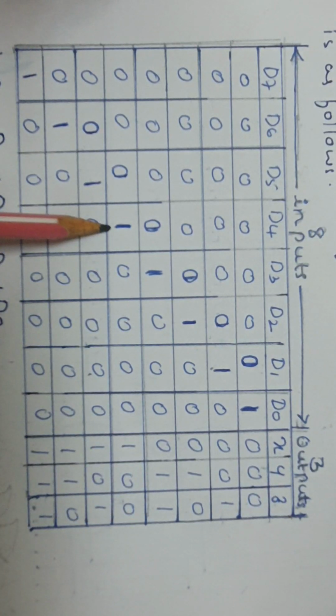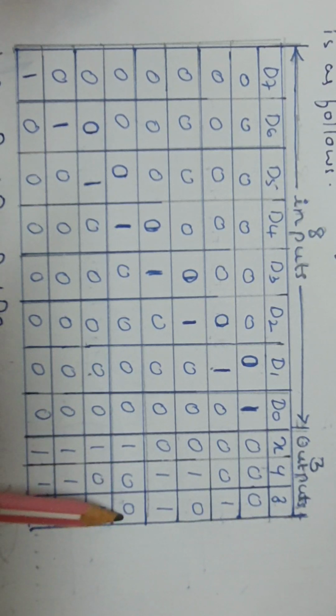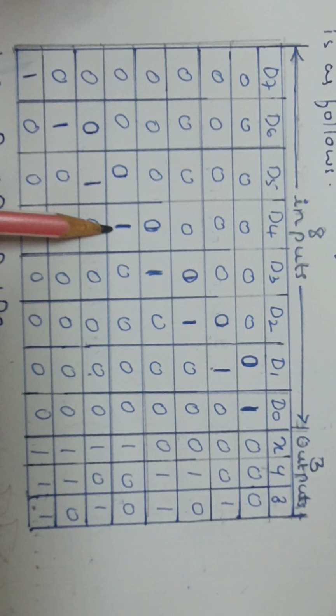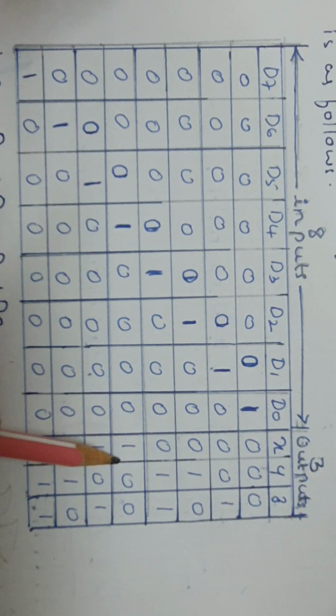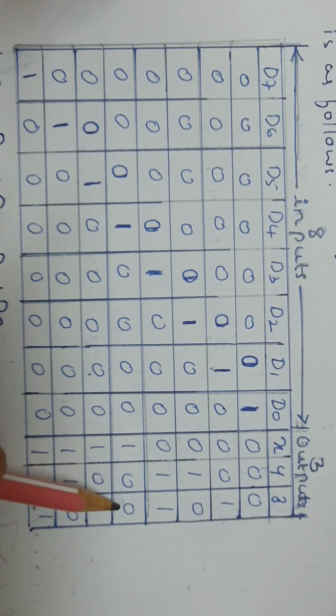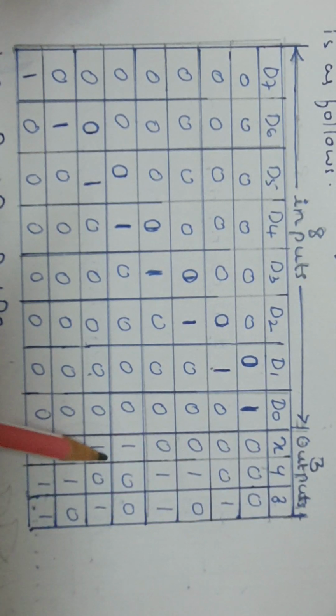When D4 is 1, we get 1, 0, 0. When D5 is 1, 1, 0, 1. When D6 is 1, 1, 1, 0. When D7 is 1, 1, 1, 1. Thus the output will be the binary encoding of this octal input. Octal input means out of 8 inputs any one will be logic 1, and the binary encoded version is given as the output in the form of X, Y, Z.